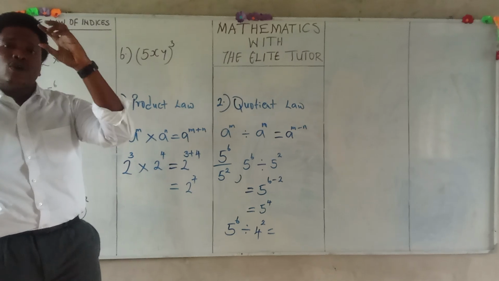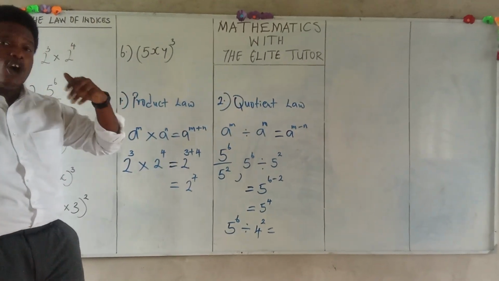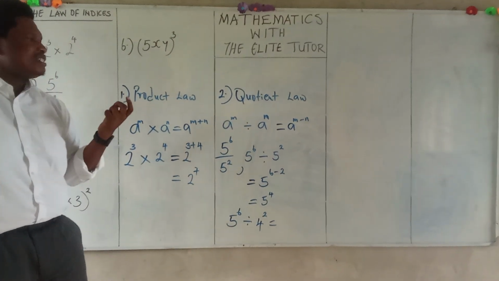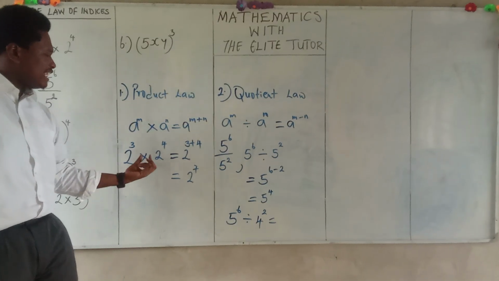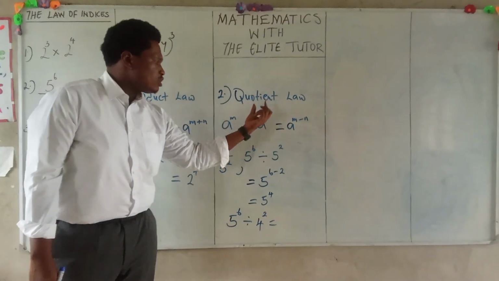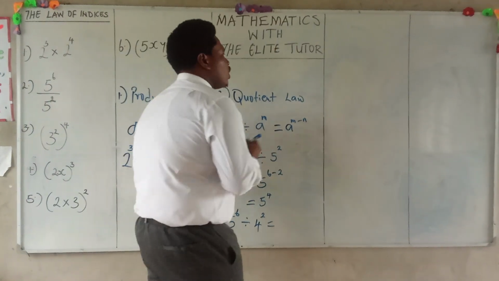So for you to apply the quotient law, or to apply the product law, which is known as the law of multiplication, the base has to be the same, and then the sign has to be the same. If it's product law, it has to be multiplication, and if it's quotient law, it has to be division.